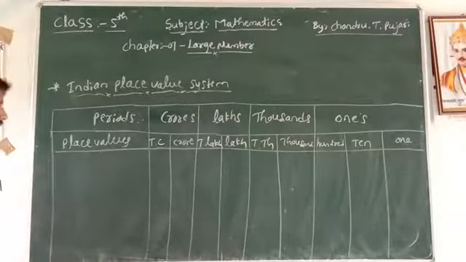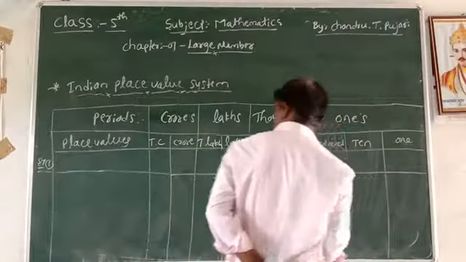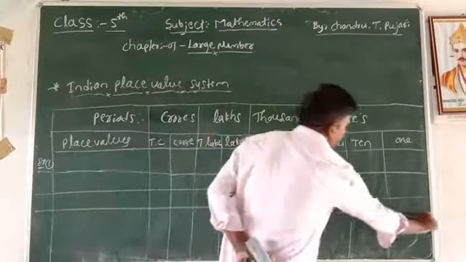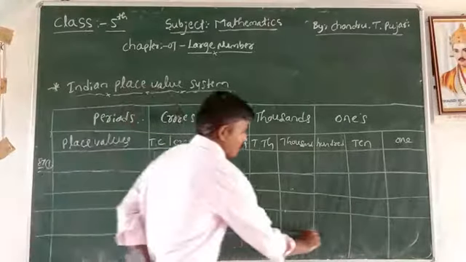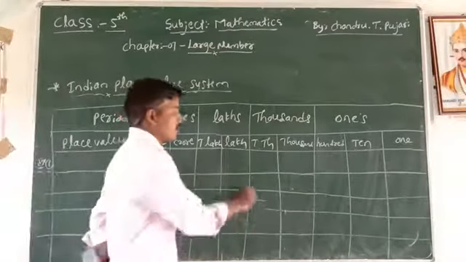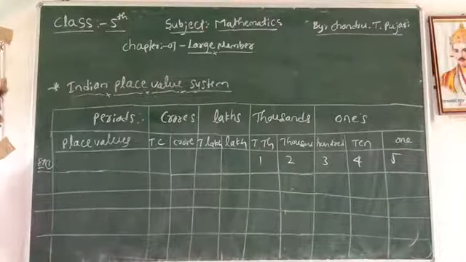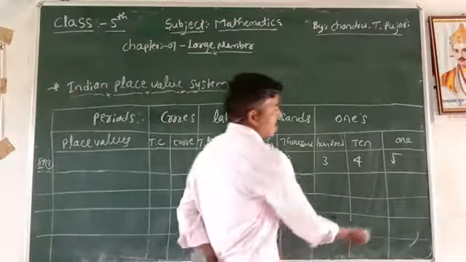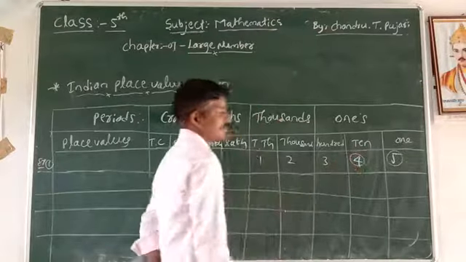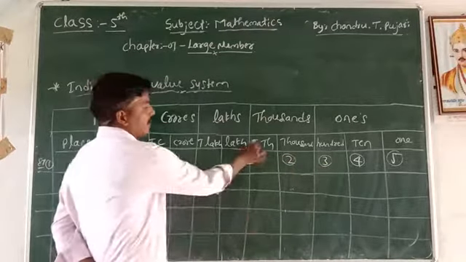You can take any one number, for example a 4-digit number or a 5-digit number. For example, 1, 2, 3, 4, 5. This is a 5-digit number. The starting digit is 5, this is the unit place. 4 is in the 10 place, 3 is in the 100 place, 2 is in the 1000 place, and 1 is in the 10,000 place.